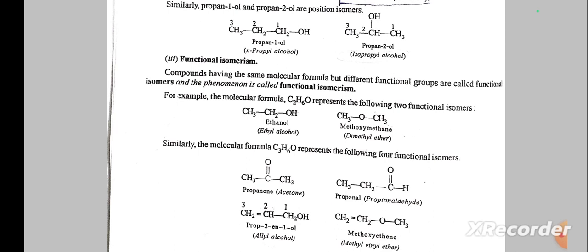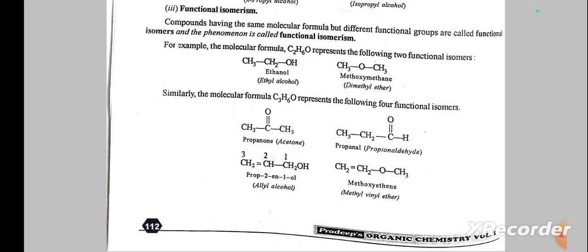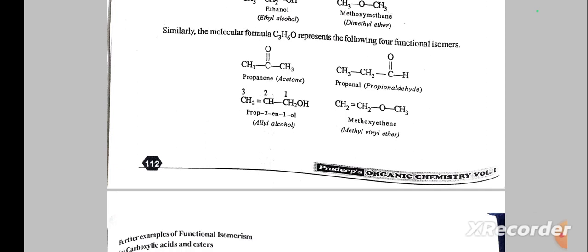The third isomerism is functional isomerism. Compounds having the same molecular formula but different functional groups are called functional isomers, and the phenomenon is called functional isomerism. For example, the molecular formula C2H6O represents two functional isomers: ethanol and methoxymethane. Similarly, the molecular formula C3H6O represents functional isomers such as propanone, propanal, prop-2-en-1-ol and methoxyethene.